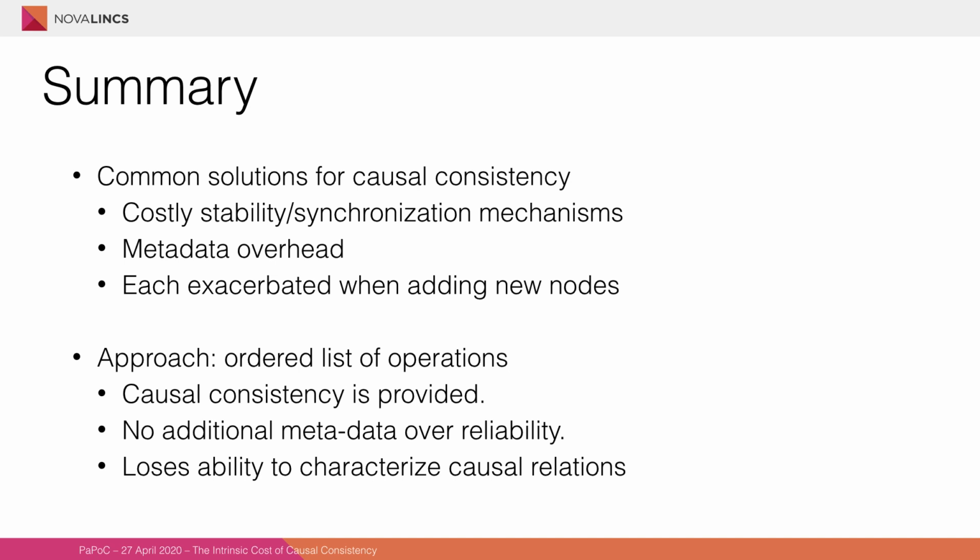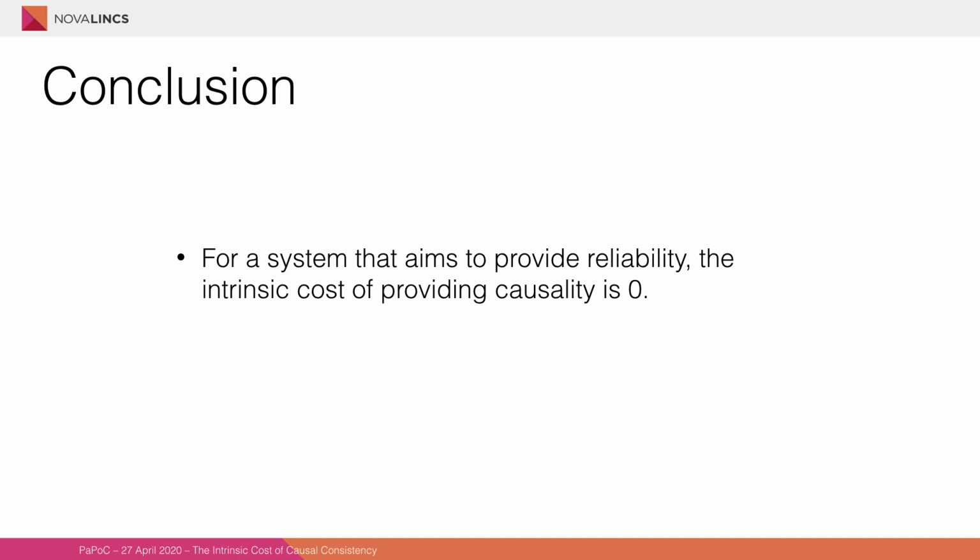We do lose the ability to characterize causal dependencies, but these are often not required by the application, we just need the system to provide causal consistency. And to conclude, for a system which aims to provide reliability, the intrinsic cost of providing causality is zero. And we believe that this motivates causal consistency as a practical and adequate consistency model.